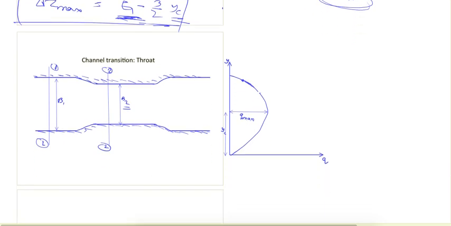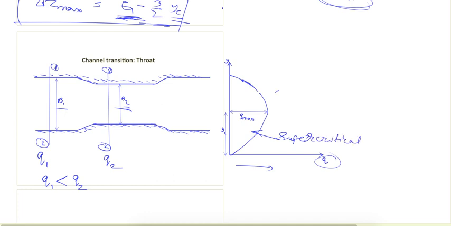Now next is the width reduction. So this we can study from the unit discharge versus the depth diagram. So let's say unit discharge at this section is Q1, and at section 2 it is Q2, and we can see as the width is reducing here, so Q1 will be smaller than Q2. And from this diagram we can see that if I increase the depth, there are two cases. This zone here is supercritical, and this zone here is subcritical.